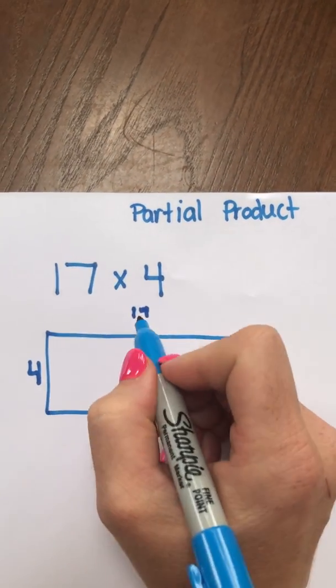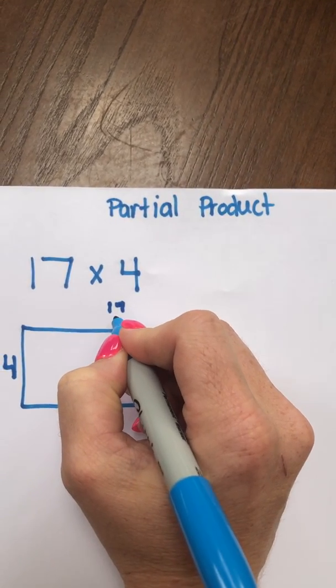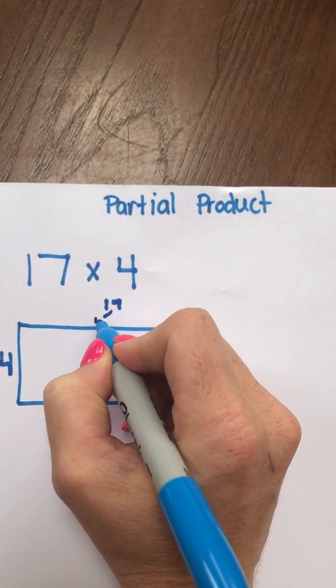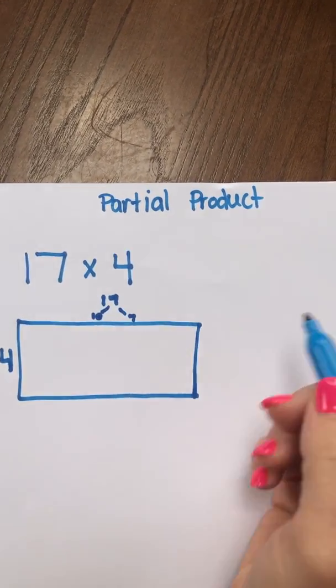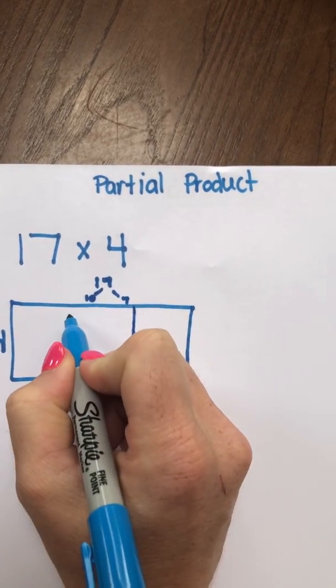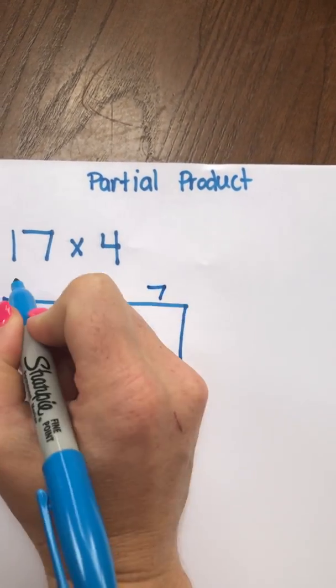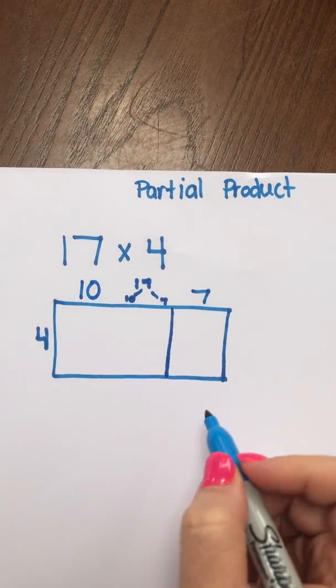And then what I do is essentially I decompose, or split up, my tens and ones of my larger number. So that would be 10 and 7. And I do the same thing on my rectangle. So proportionately, I split. So this would be 10 and this would be 7. Okay, so that's how I show my students.